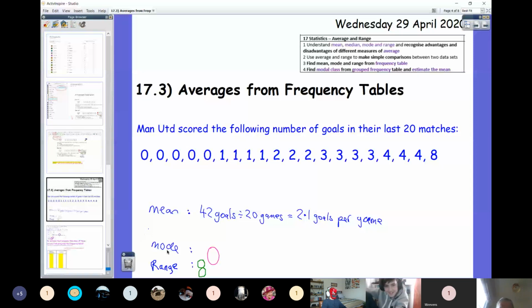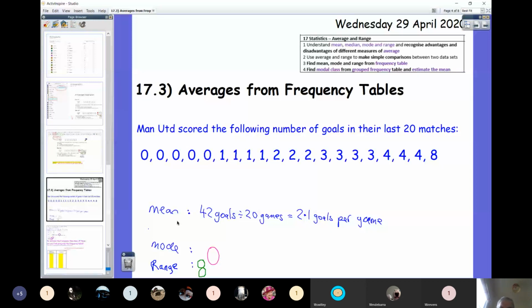So the third statistic we'll be looking at today is the range. If you remember, the range is not the average. The range is a measure of spread, so it's the biggest take away the littlest. What was the most goals Manchester United ever scored in those 20 games? It's 8. What was the least number of goals? It was 0. So the range would be 8 take away 0, which is 8. You should be familiar with how to work out the mean, which is the total number divided by the number of numbers, the mode, which is what happened most often, and the range, which is biggest take away smallest.